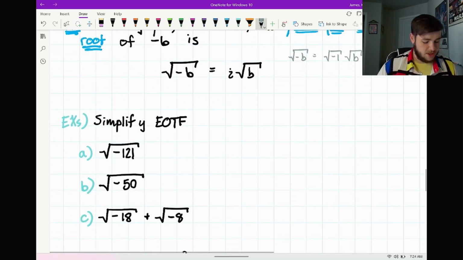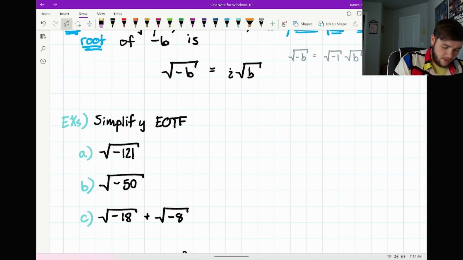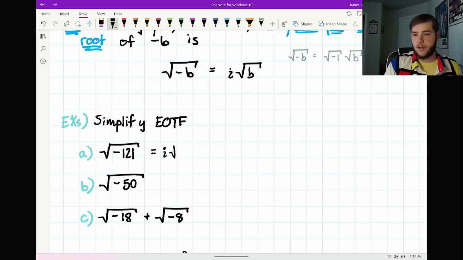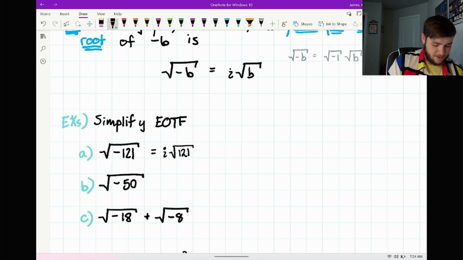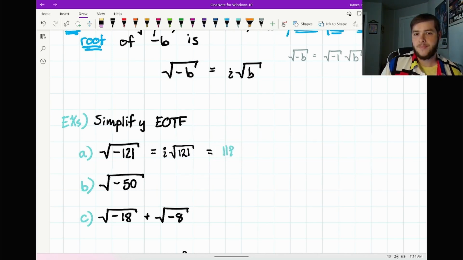Let's simplify each of the following. Well, in the first one, I have a negative sign under the radical. So remember, step 1 is to pull an i out. Not your literal eyeball, but pull an i out of the radical, and that'll clear the minus sign. And what I'm left with is a perfect square, 11. So 11i would be the square root of negative 121. Go ahead and pause the video here to see if you can do part B and C on your own.